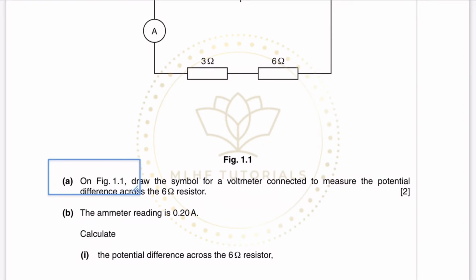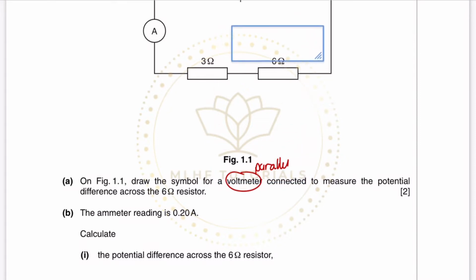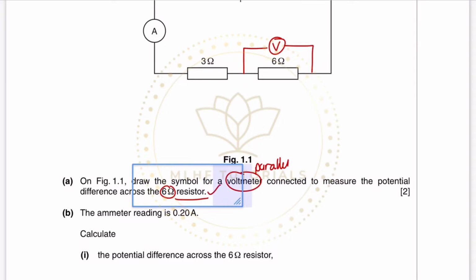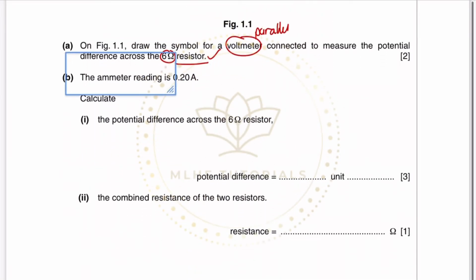Part A. On figure 1.1, draw the symbol for voltmeter connected to measure the potential difference across the 6 ohms resistor. Okay, here's the 6 ohms resistor. As we know, connection for voltmeter is parallel. So what you need to do is to set up the voltmeter in a parallel manner. So this is the symbol of voltmeter and it's in parallel with the 6 ohms resistor. Okay, done. Next, the part B.